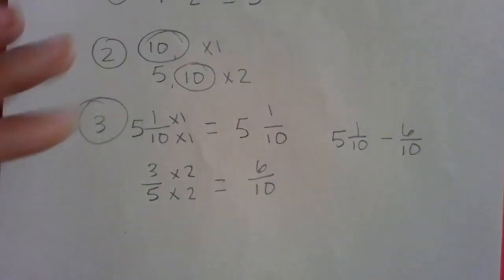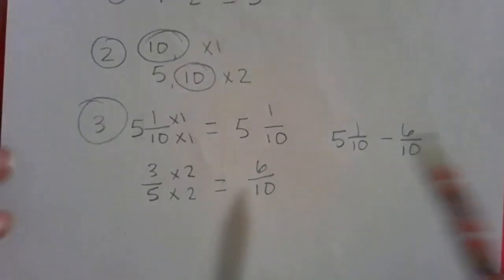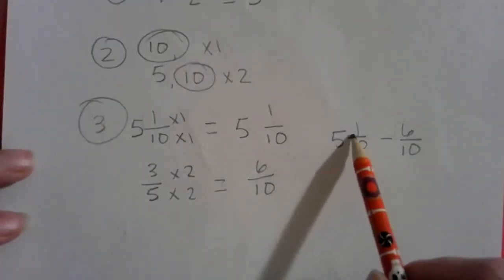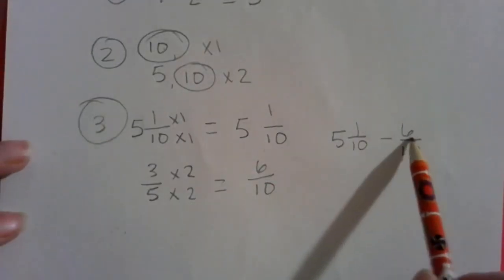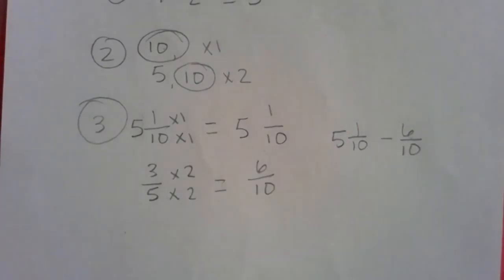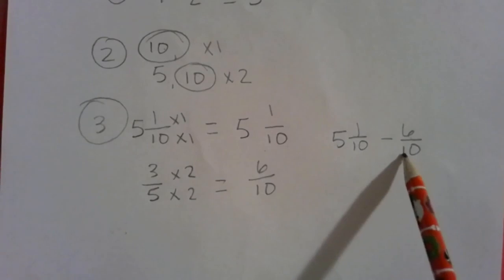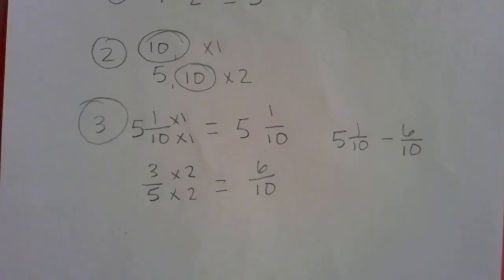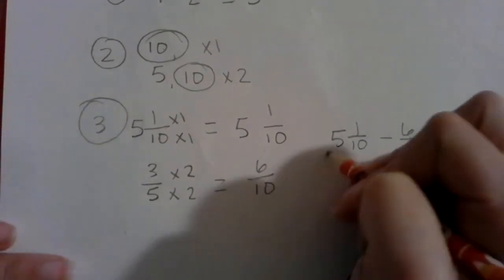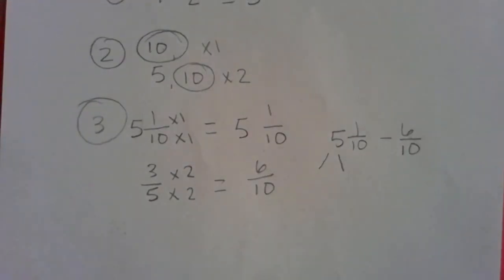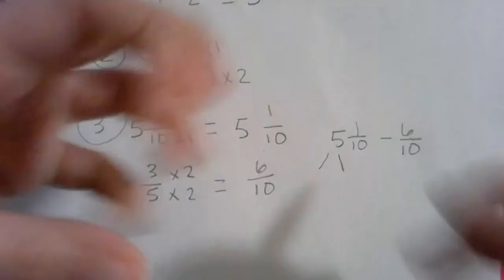Uh-oh. Alarm bells should be going off here. If I have 1 cookie and Ava wants 6, do I have 6 to give her? No. I can't do 1/10 minus 6/10. So just like in regular subtraction, I need to borrow. But from where? Well, the only place I can borrow from is my whole number. So if I take one whole away, I'm going to borrow and I'm going to take that whole and break it up into parts.